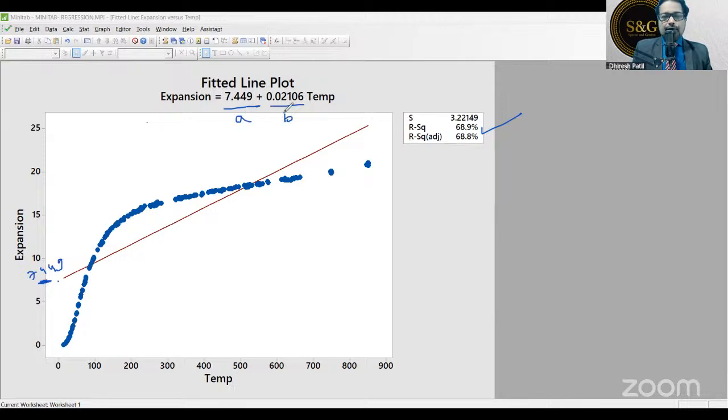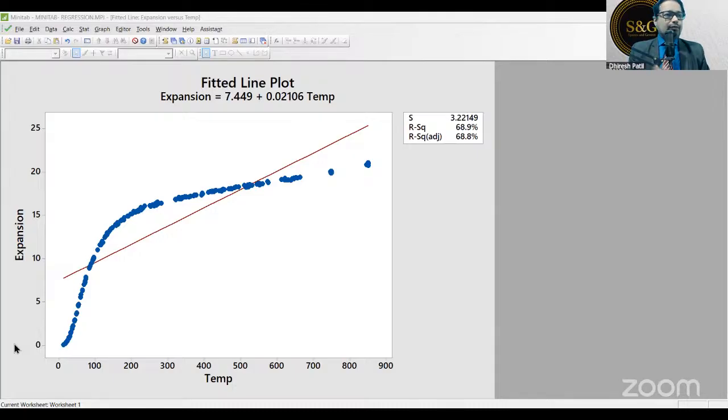This shows that if I give 1 degree centigrade of extra temperature, it will expand 0.021 unit, whatever the unit is, centimeter, millimeter, whatever it is. Okay. So that is clear, everybody? Just type yes in the chat box. Yahan tak clear hai?